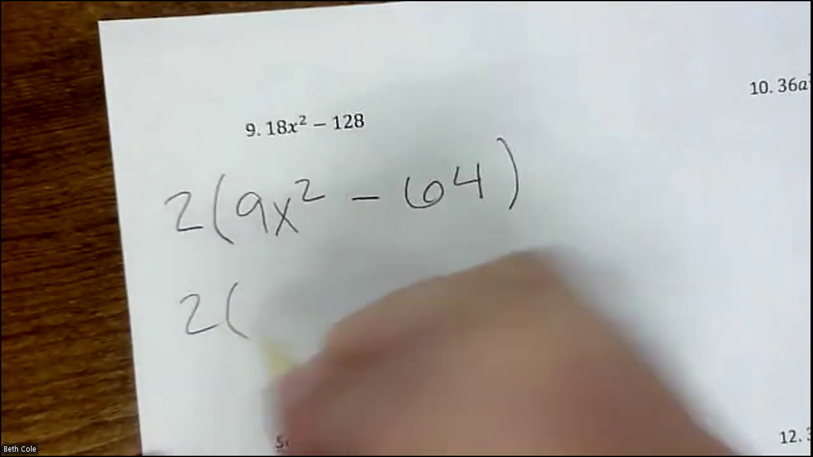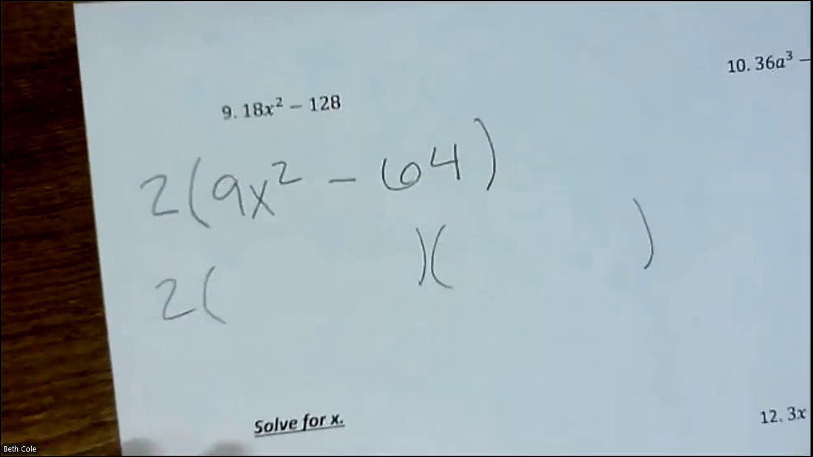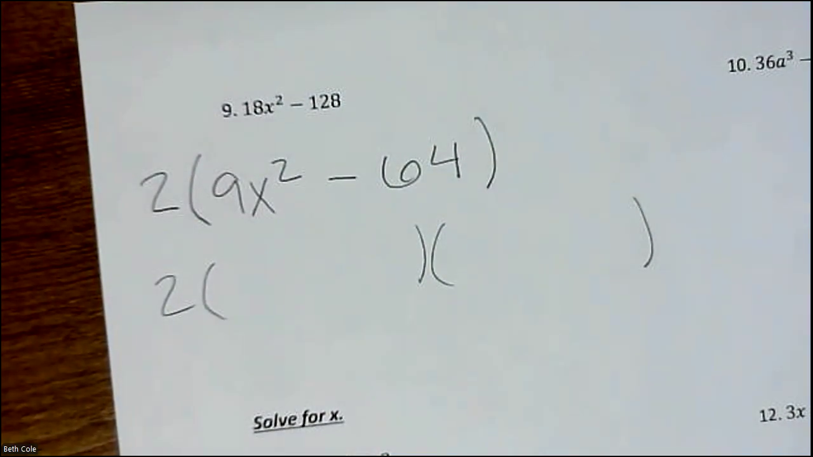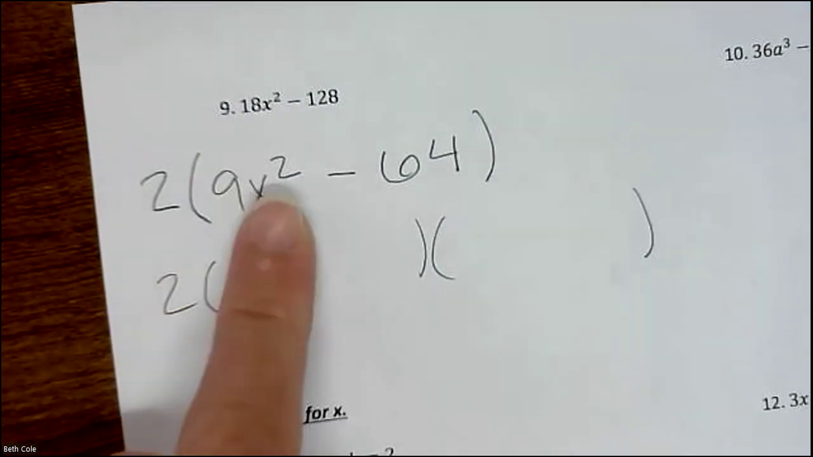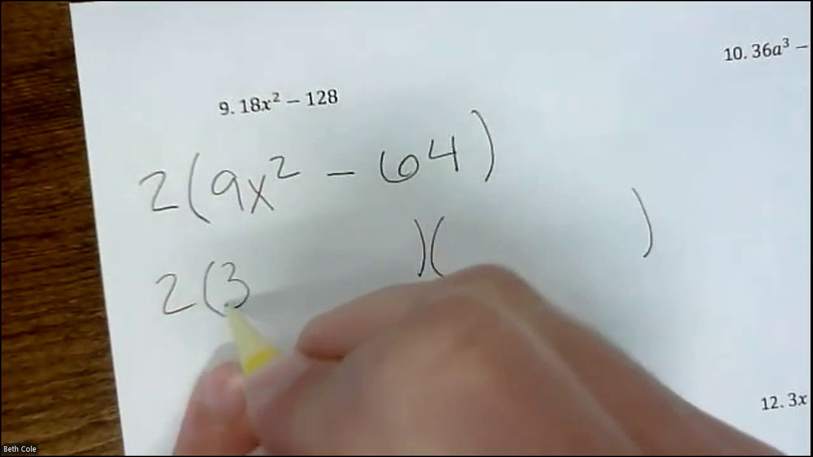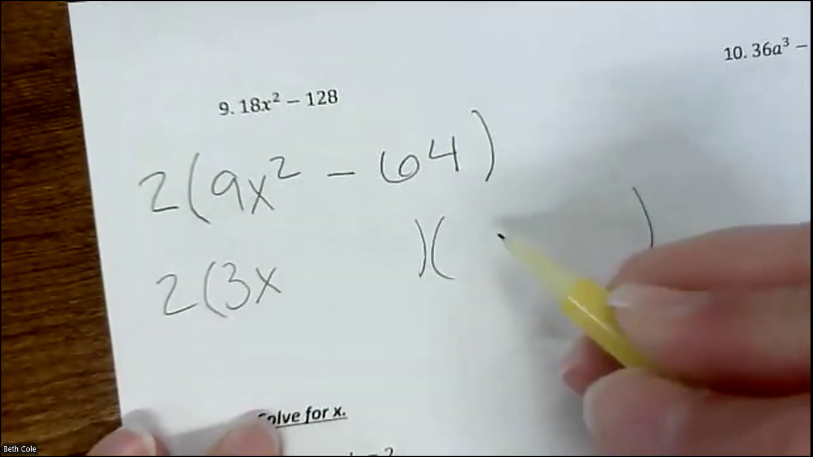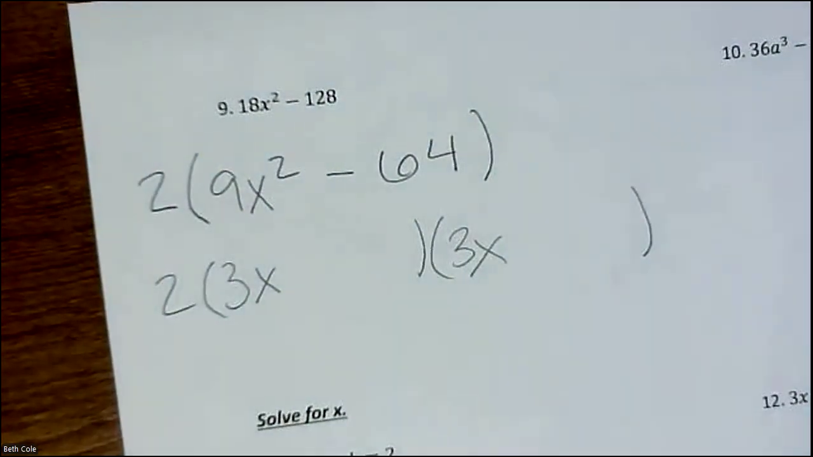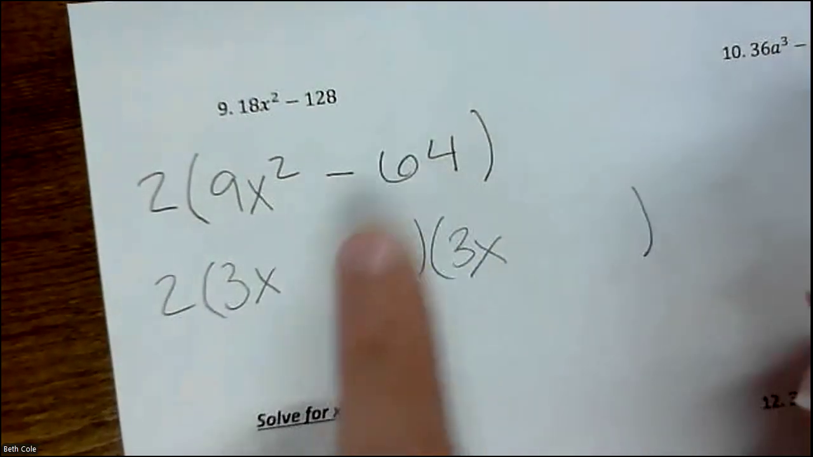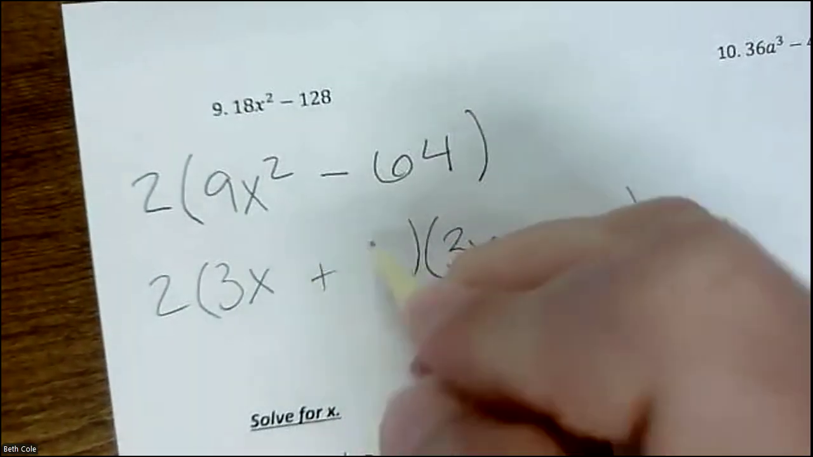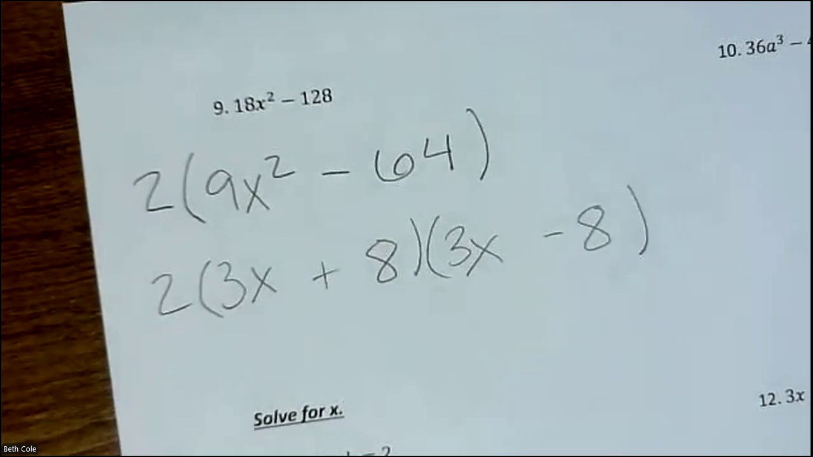All right. The 2 is just there. I don't have a better explanation for that. You need to notice 9 and 64 are perfect squares. So how would you split the 9x squared? So it would be 3x. 3x. Again, you want them the same. And then 64 would be plus 8 minus 8. Good job. They should be the same thing, but plus and minus.